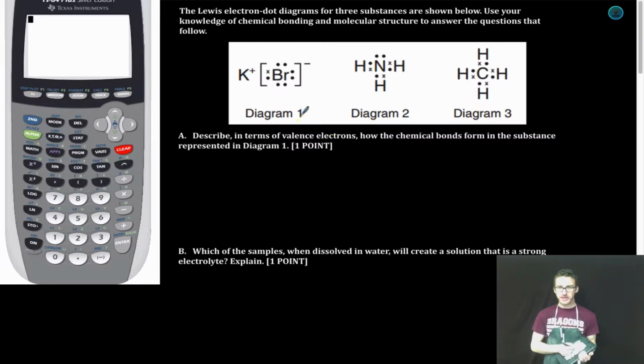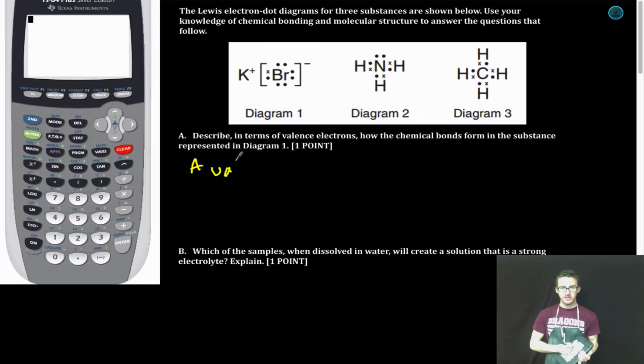As we take a look at diagram 1, notice the bond is between a potassium ion and a bromide ion, a metal ion and a nonmetal ion. This first Lewis electron dot diagram is representing an ionic bond between potassium and bromine. So let's think about, in terms of valence electrons, how an ionic bond forms.